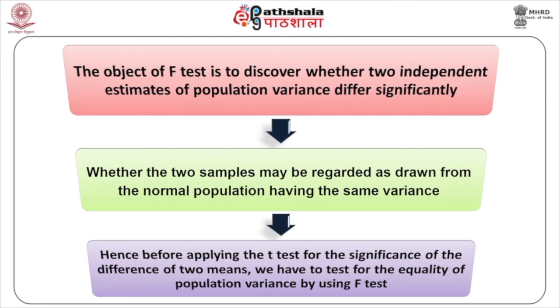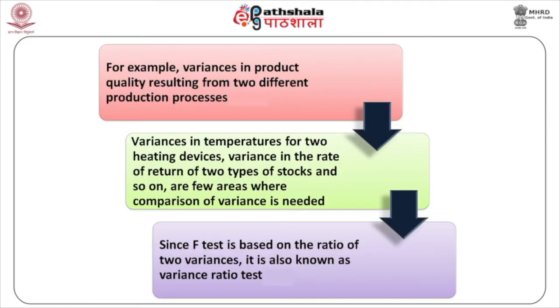Hence, before applying the t-test for the significance of the difference of two means, we have to test for the equality of population variance by using the F-test. For example, variance in product quality resulting from two different production processes, variance in temperatures for two heating devices, variance in the rate of return of two types of stocks, and so on, are a few areas where comparison of variance is needed. Since the F-test is based on the ratio of two variances, it is also known as the variance ratio test.